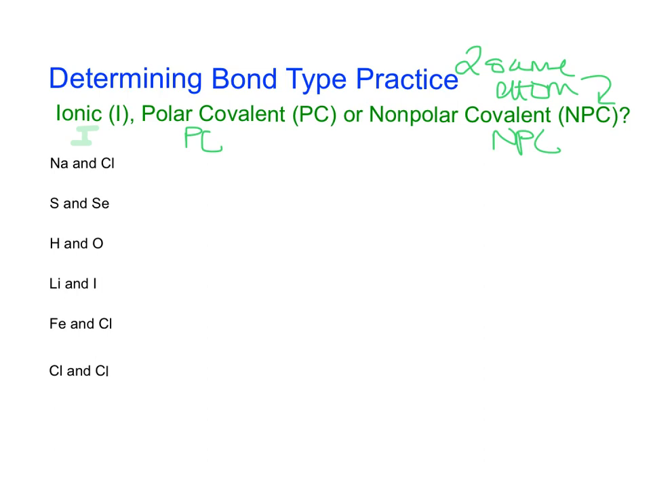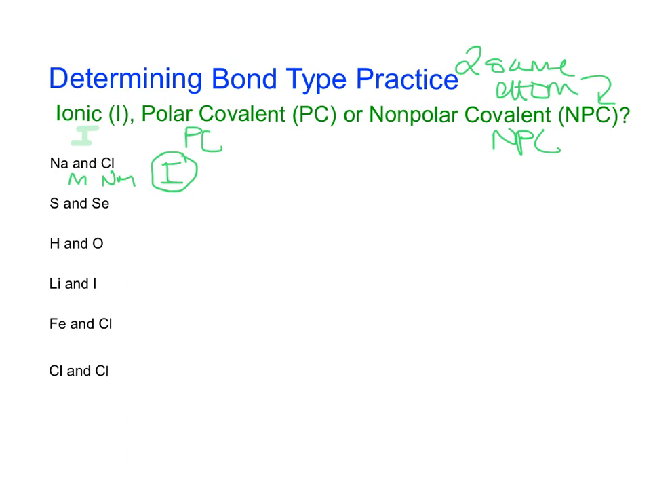So first option is sodium and chlorine. To determine this, you'd have to find them on the periodic table to determine whether we're looking at metals or nonmetals. Sodium's found in family number one. It's a metal. Chlorine, let's find it on the periodic table. It's atomic number 17. It's a nonmetal. So with a metal and a nonmetal, we have an ionic bond.